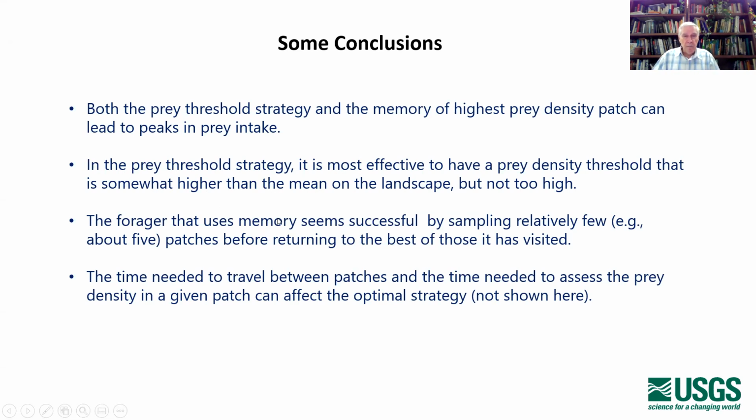The forager that used the memory strategy seems successful by sampling a relatively low number of patches, fewer than I would have guessed. In this case, for the distributions we've used, about 5 or so patches before returning to the best of those it has visited. The time needed to travel between patches and the time needed to assess prey density in a given patch can obviously affect the optimal strategy.